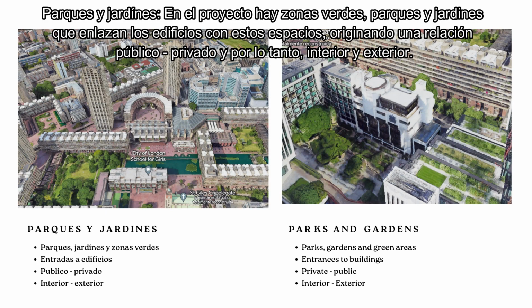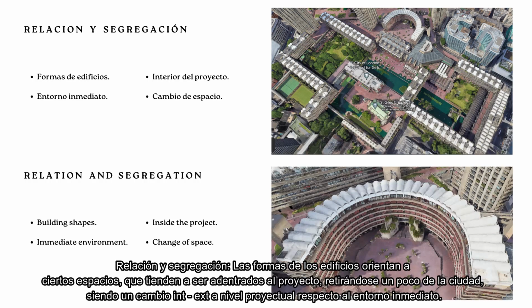Parks and gardens. In the project, there are green areas, parks, and gardens that link the buildings with this space, creating a public-private relationship and, therefore, interior and exterior. Relation and segregation. The shapes of the buildings guide certain spaces, which tend to be entered into the project, withdrawing a bit from the city, being an interior-exterior change at the project level with respect to the immediate environment.